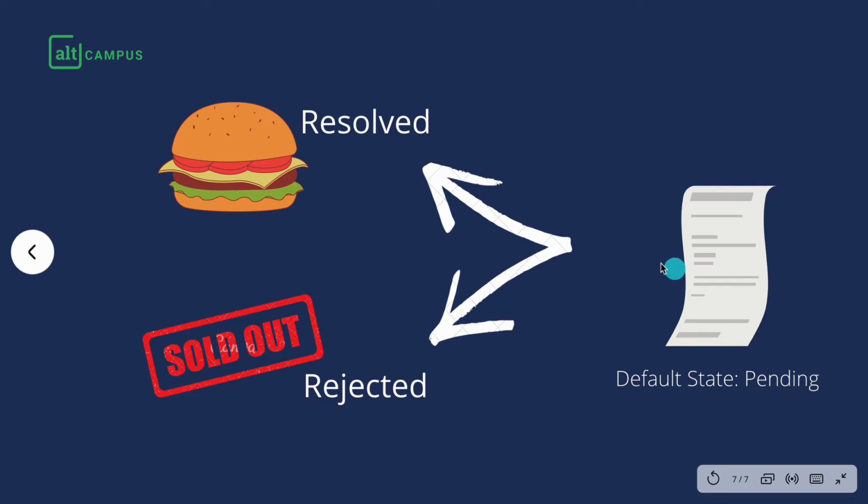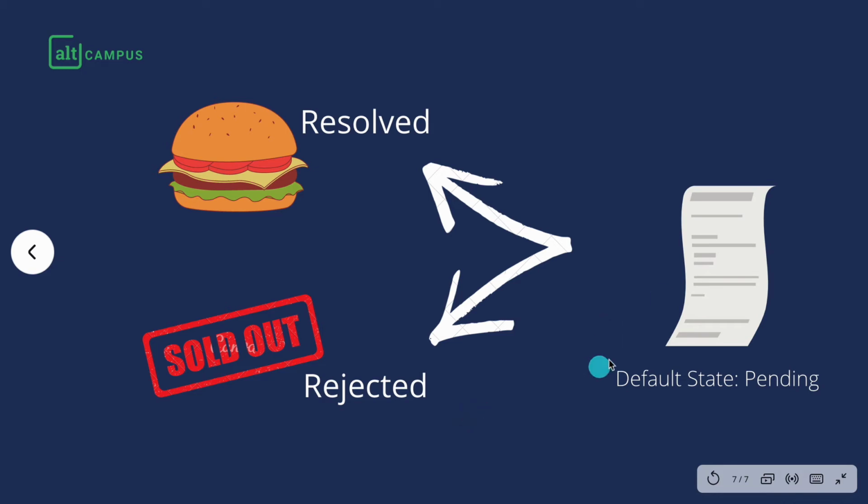Now, say the burger shop is like, here is a burger. It means that the promise that the burger shop made by giving you a receipt got fulfilled. Or if there is going to be any kind of issue, the promise is going to be rejected. So there can only be three states of a promise. It can either be pending, resolved, or it can be rejected. Nothing other than any of these three states.